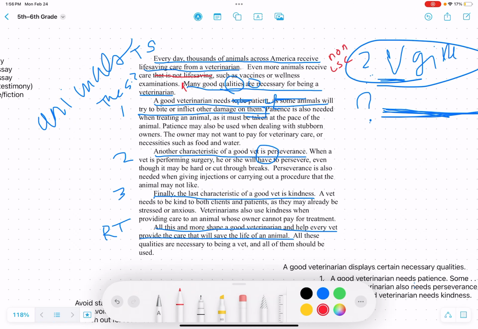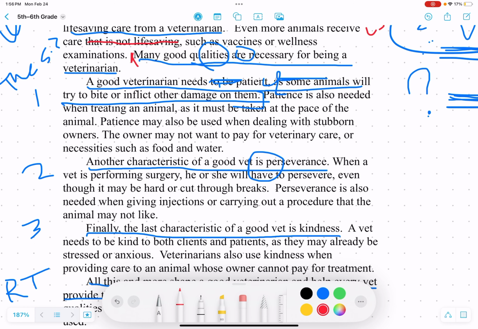So we have down there, a good veterinarian needs patience. And then we answer the question, why? Well, the next sentence answers that: some animals will try to bite or inflict other damage. Then, "Patience is also needed when treating an animal, as it must be taken at the pace of the animal." Okay, we're gonna adjust this as well. "Patience is also needed." That is a passive voice verb, right? That's one of the ones we're trying to avoid.